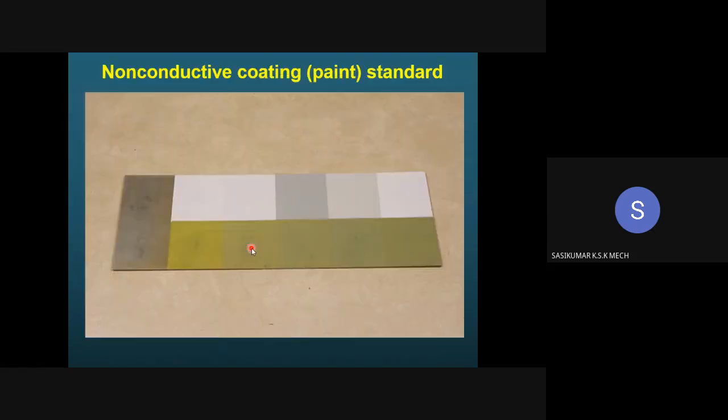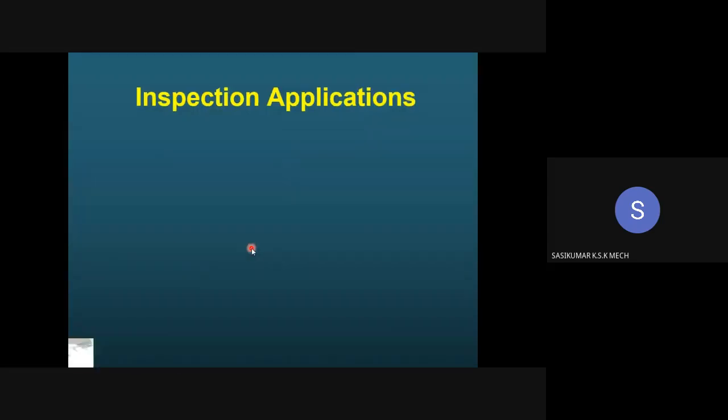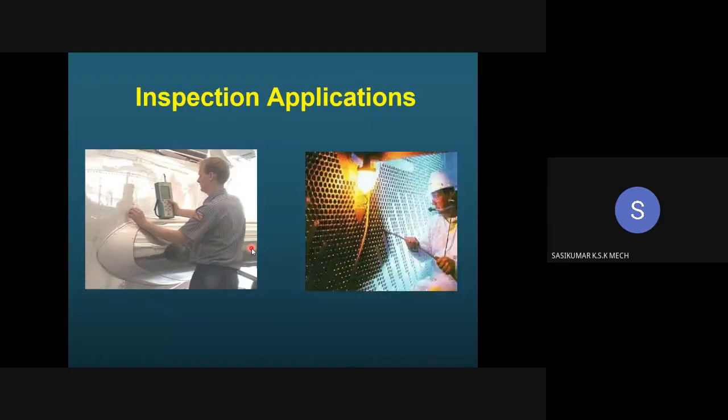So this is the non-conductive coating standard. Depending upon the coating nature, the reflection of the eddy currents may happen. So that is all calibrated using this non-conductive coating standard. So where do we apply the eddy current testings? They are like this.